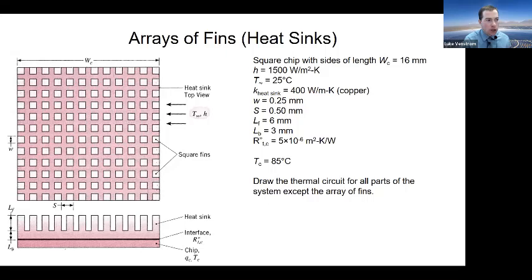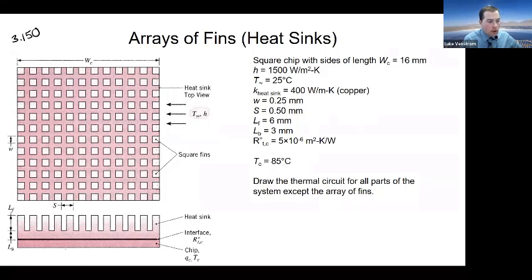So we have a chip. It's a square chip that we're trying to keep cool. It could be a chip on a computer or a microcontroller. This is problem 3.150, by the way, from your book, if you want to look at it later.